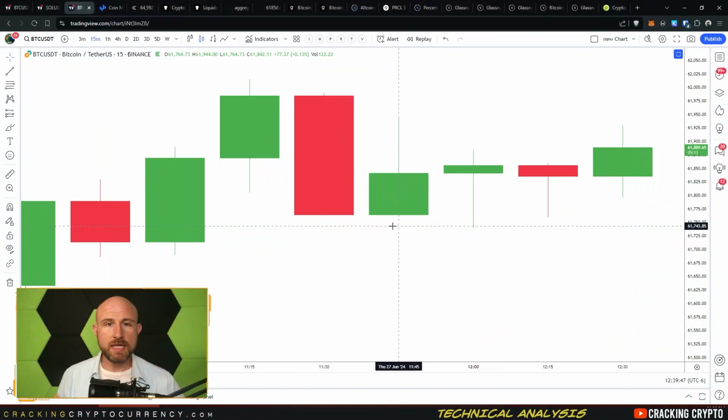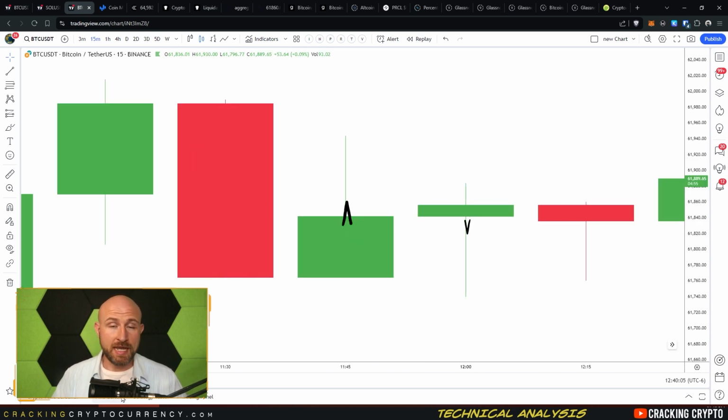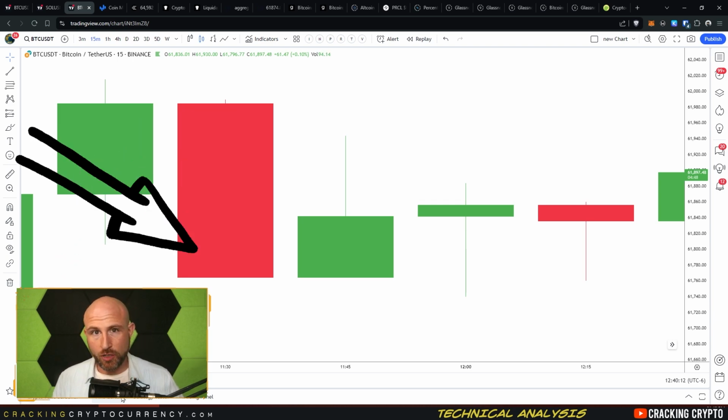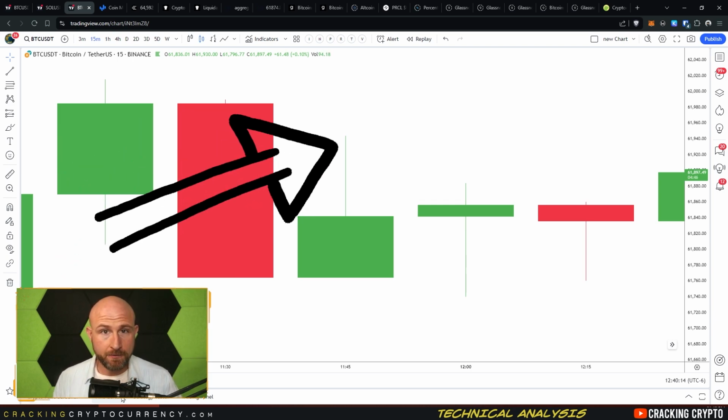In summary, each candle has two main components, the candle body and the candle wick, and each candle will give you 4 pieces of information: the opening price, the closing price, the price high, and the price low.